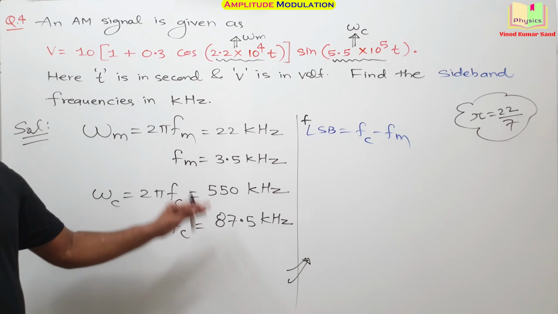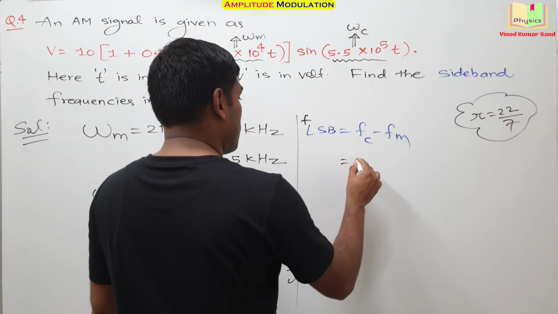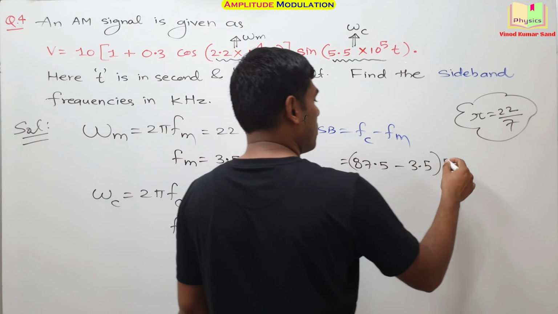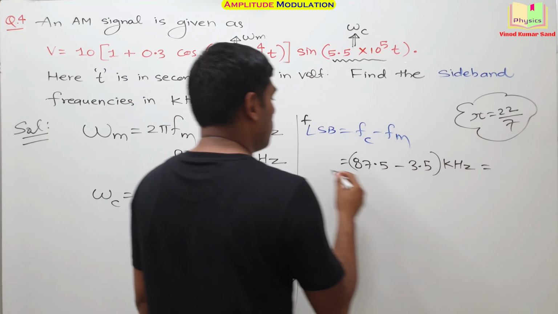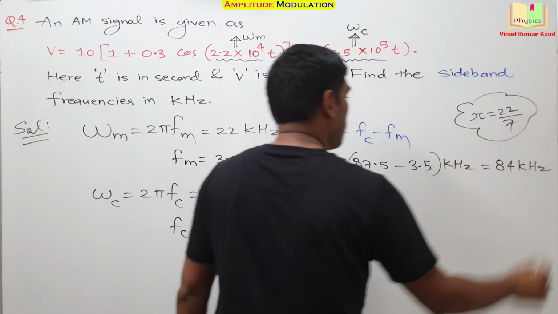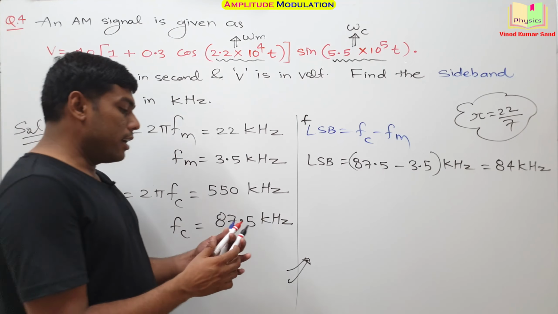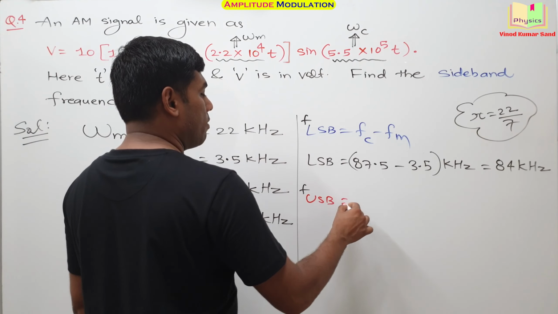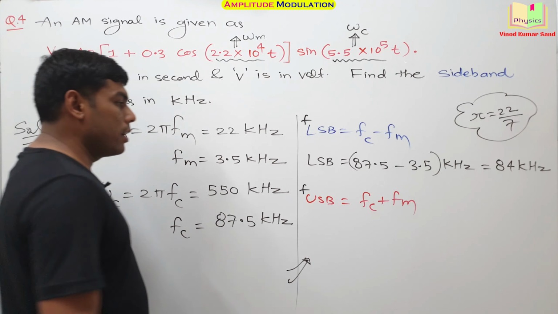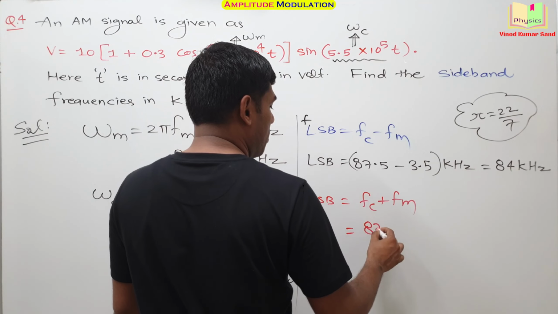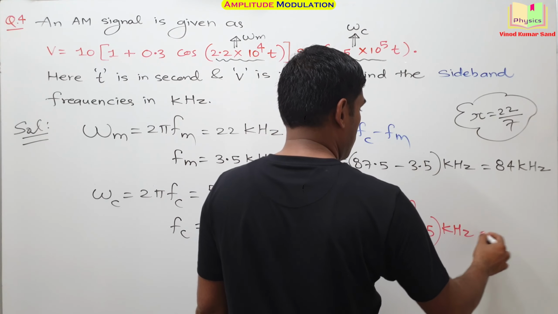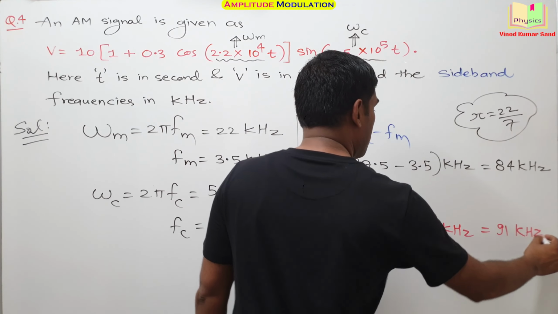Done. Now the lower sideband is fc minus fm. 87.5 minus 3.5 kilohertz, which is equal to 84 kilohertz. Okay, and the upper sideband will have the frequency fc plus fm. You can easily do 87.5 plus 3.5 and the answer is in kilohertz, so 91 kilohertz.